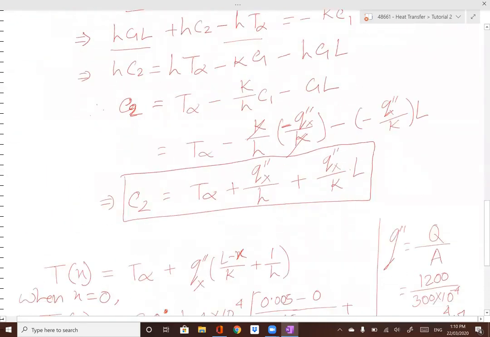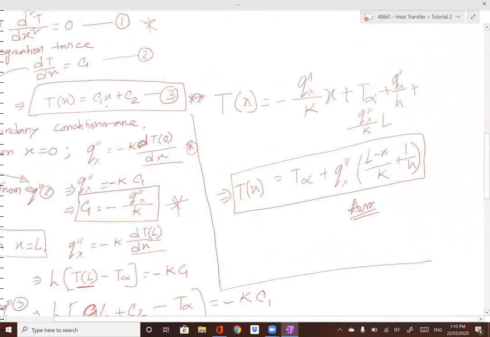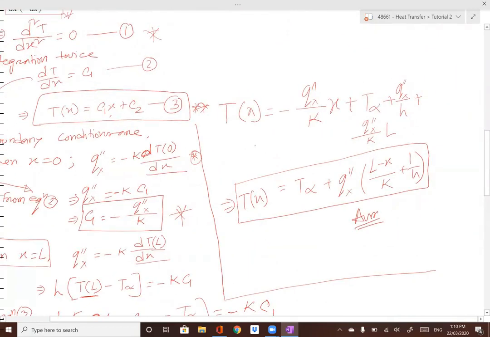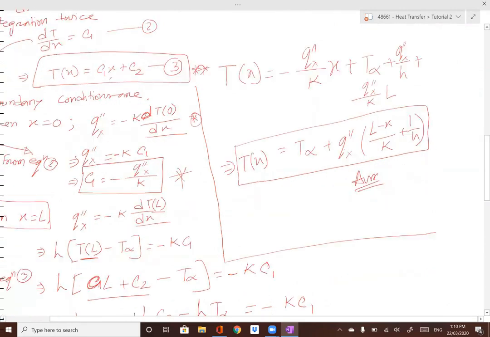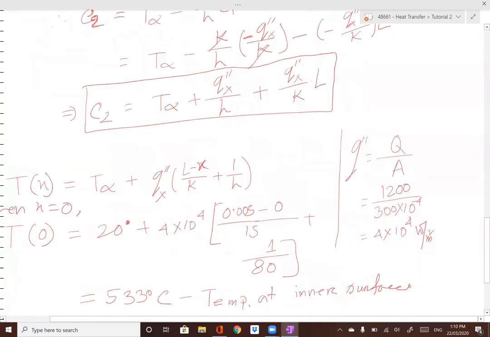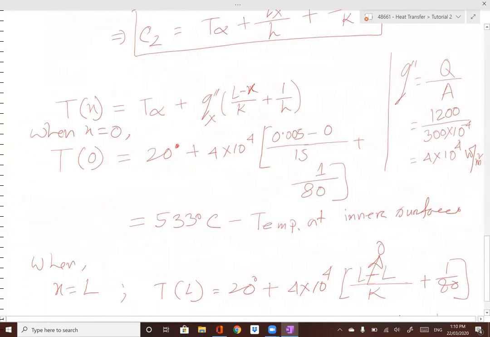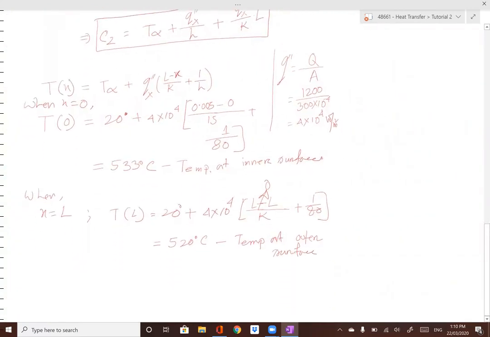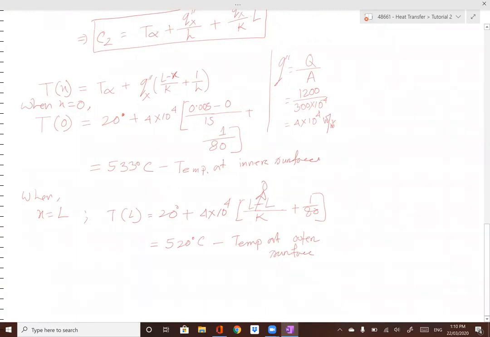Then we use these C1 and C2 values in our general distribution equation, equation 3. Then it becomes related only to temperature, distance and heat flux. Then we calculate based on this equation. We calculated the temperature at the inner surface, when x equal to 0. Also we calculated the temperature at the outer surface, when x equal to L.